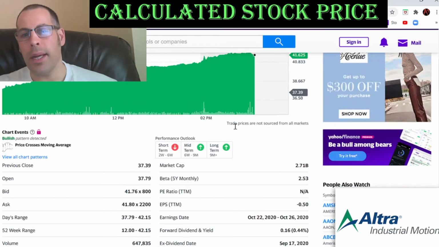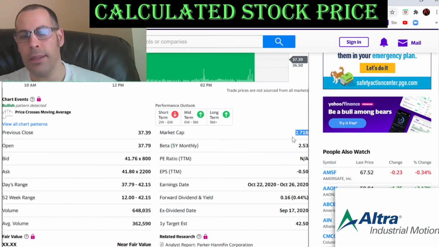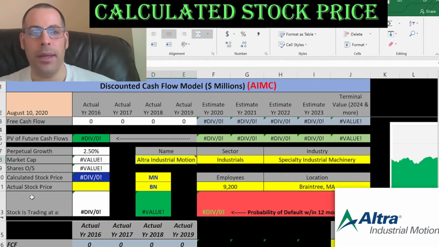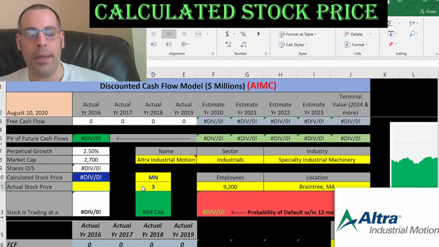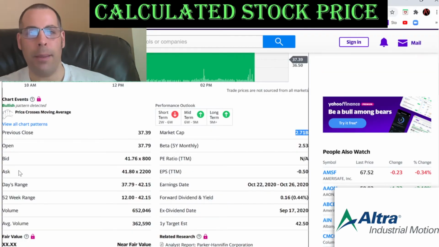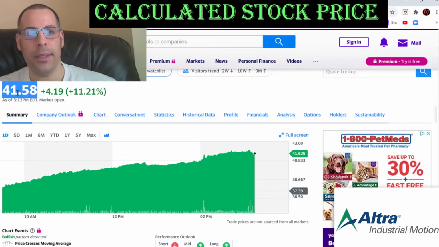This company has a market cap of $2.7 billion. So that's the value of the company according to the stock market. And it's a mid-cap company. Mid-cap means its market cap is between $2 and $10 billion. They're trading at almost $42 a share.